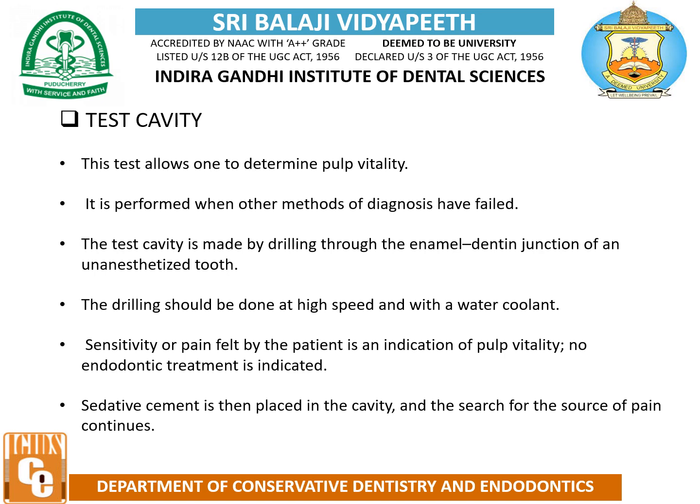Test cavity. This test allows one to determine pulp vitality. It is performed when other methods of diagnosis have failed. The test cavity is made by drilling through the enamel dentin junction of an unanesthetized tooth. The drilling should be done at a high speed and with a water coolant. Sensitivity or pain felt by the patient is an indication of pulp vitality. No endodontic treatment is indicated. Sedative cement is then placed in the cavity and the search for the source of pain continues.